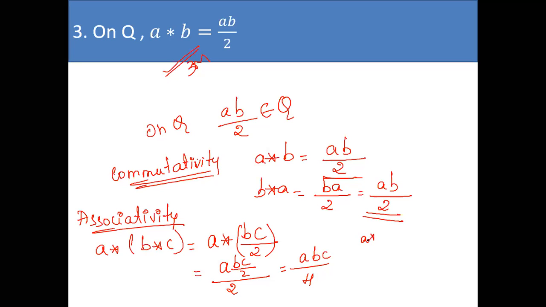Now check for a star b star c. So for a star b, you have to apply the operation first. So it is ab by 2 star c. So it will be ab by 2 into c divided by 2. So it is abc by 4. So this particular operation satisfies associativity also.